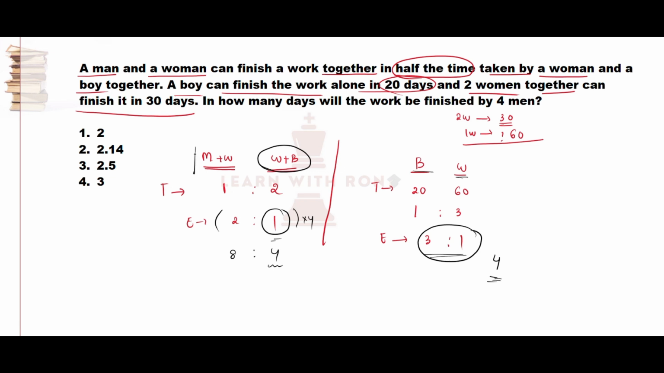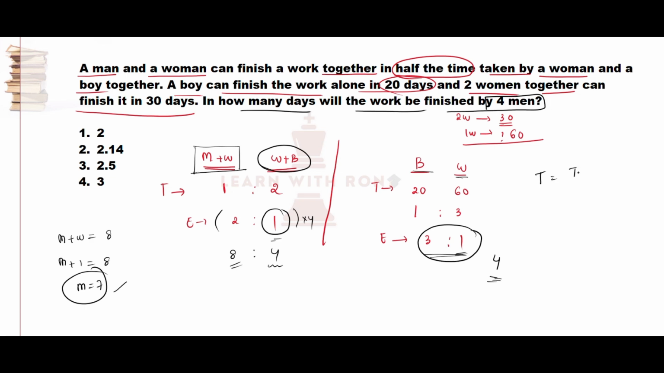See now, man plus woman efficiency total how much? 8. See, man plus woman efficiency total is 8. We already know each woman's efficiency is 1. So, man plus 1 equals 8. So, man's efficiency is 7. What they asked us to find is in how many days will the work be finished by 4 men. So, they simply asked us the time here.